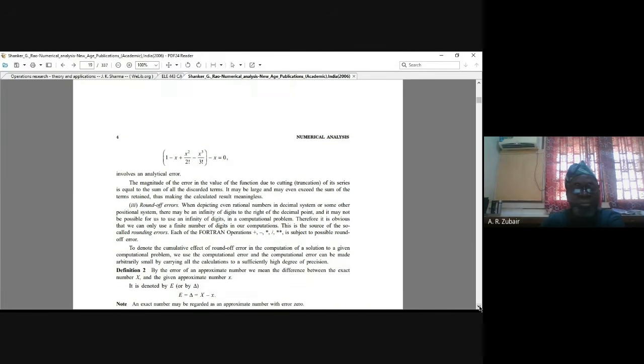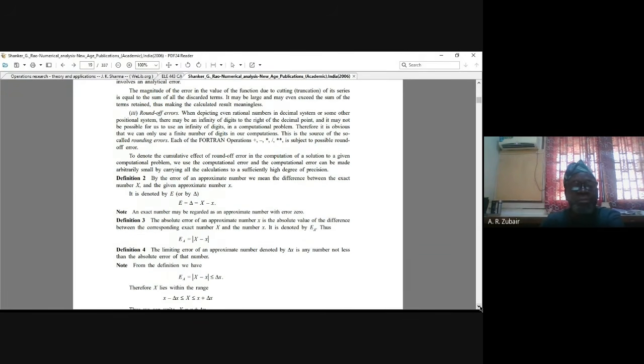So we have 3 types of error. We have an inherent error, we have analytic error, we have round-off errors. By the error of an approximate number, we mean the difference between the exact number x and the given approximate number small x. It is denoted as E or by delta. E equals delta equals x minus small x. An exact number may be regarded as an approximate number with error 0.